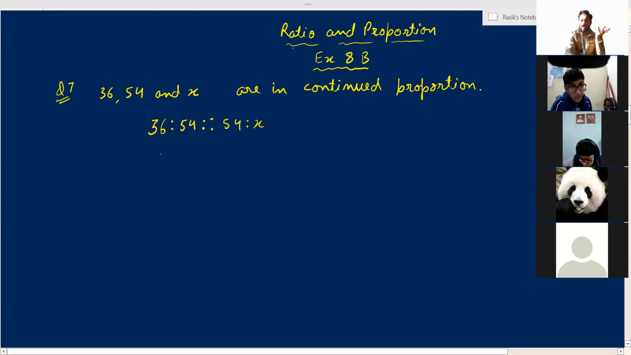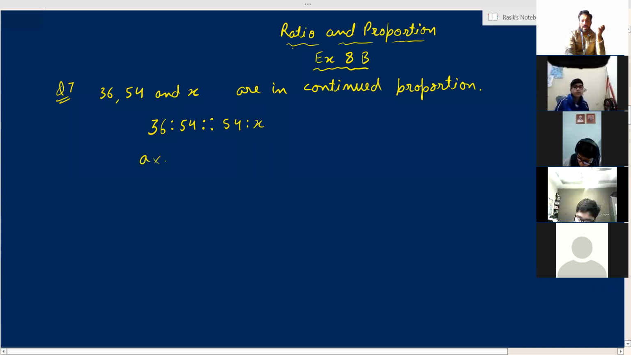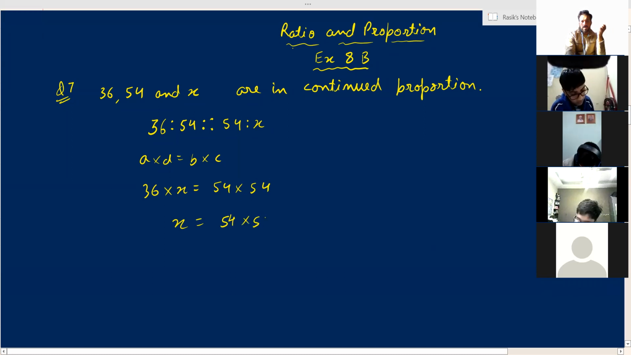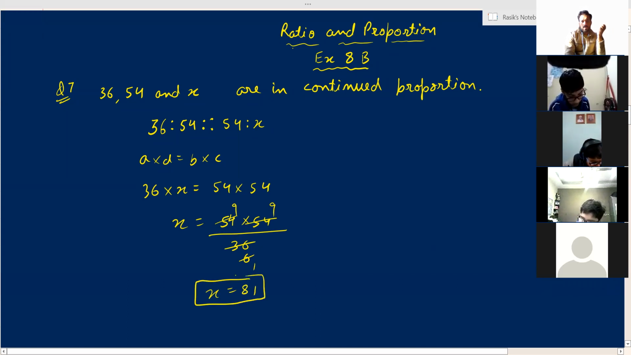Now you can use the same formula. Product of extremes equal to product of means. A into D is equal to B into C. So 36 into x is equal to 54 into 54. X is equal to 54 into 54 upon 36. The answer is 81. Got it?